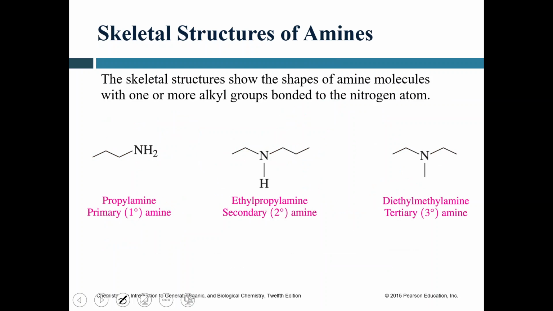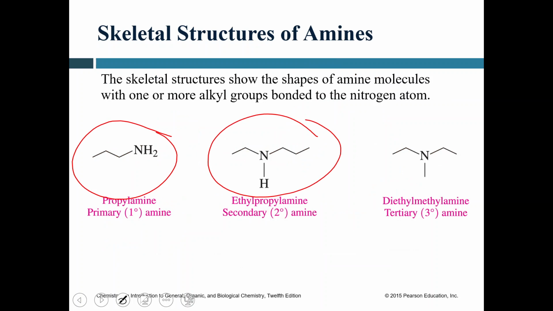Skeletal structures will show you the shapes of amine molecules with alkyl groups bonded to the nitrogen. So this is primary propylamine, this is secondary ethylpropylamine, and this is tertiary diethylmethylamine.